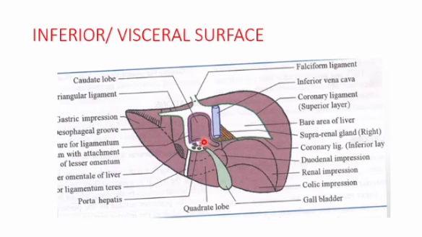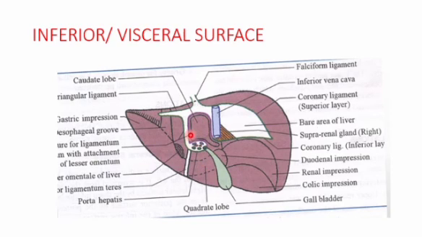And coming to the porta hepatis. The porta hepatis is a transverse non-peritoneal fissure and acts like a gateway of the liver. It extends from the neck of the gallbladder to the fissure of the ligamentum teres. So this is the fissure for the ligamentum teres, and the neck of the gallbladder. It extends in between them and intervenes between the quadrate lobe in front and the caudate lobe. So this is the caudate lobe and the quadrate lobe.